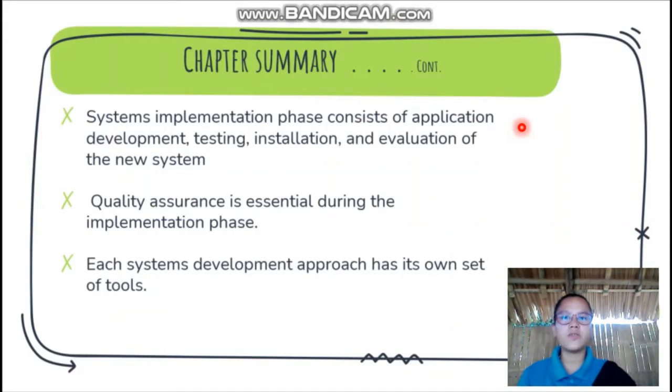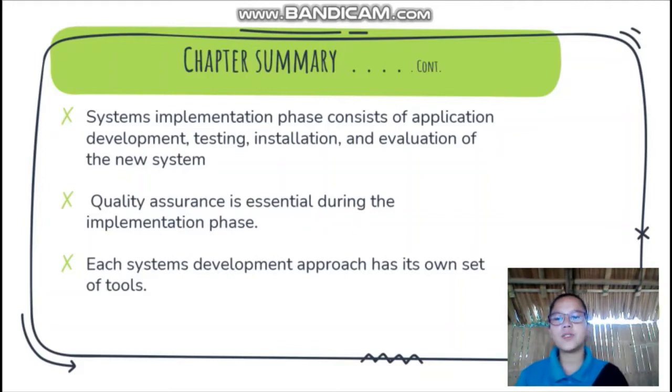The systems implementation phase consists of application development, testing, installation, and evaluation of the new system. During application development, analysts determine the overall design strategy and work with programmers to complete the design, coding, testing, and documentation. Quality assurance is essential during the implementation phase. Many companies utilize software engineering concepts and quality standards established by the International Organization for Standardization.